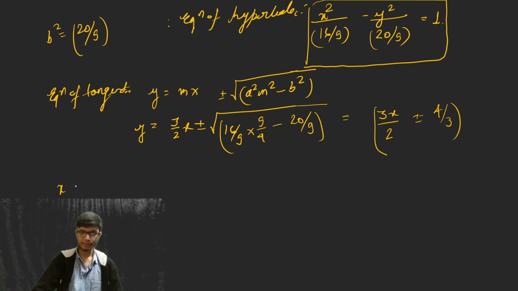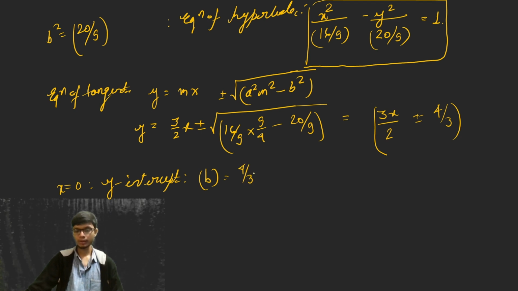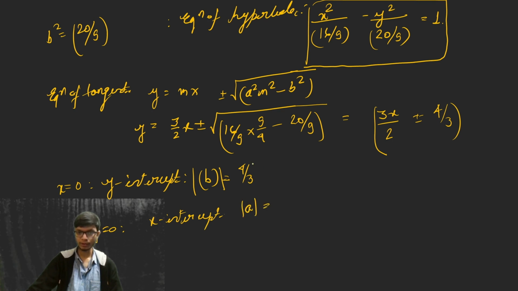Now for getting the x-intercept and the y-intercept, we basically have to put, for the y-intercept, x equal to 0, and the value of the y-intercept is basically b, which is equal to 4 by 3. So for both the tangents, the modulus value of the y-intercept will be 4 by 3. Similarly, putting y equal to 0, we get the x-intercept. If you put y equal to 0 and take this on the right-hand side, minus plus 4 by 3 is equal to 3x by 2, and that will be equal to 8 by 9. So the modulus value will be equal to 8 by 9.